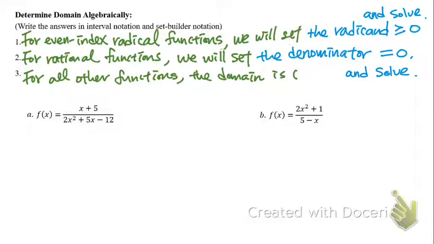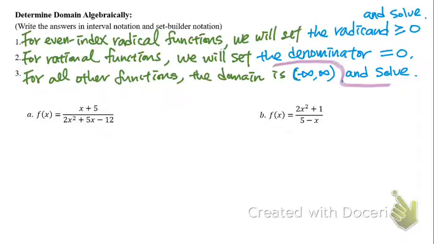Negative infinity to positive infinity. Okay? That's pretty easy to remember, right? So the first thing you do is be able to recognize what type of function is given to you. Once you know what type of function it is, you just follow the rules. So there are only 2 things you have to do. When you see the even index radical, you set the radicand greater than or equal to 0. When you see the rational function, you look for the denominator, and you need to know how to recognize the rational function. You set the denominator equal to 0, and you solve.